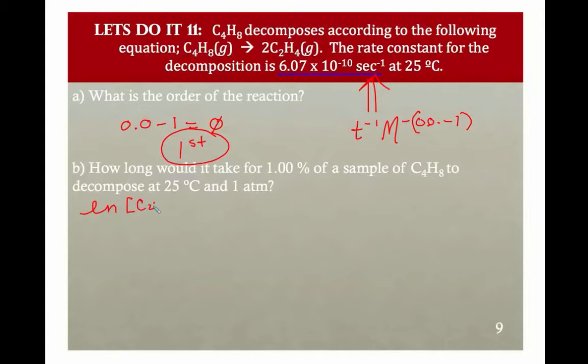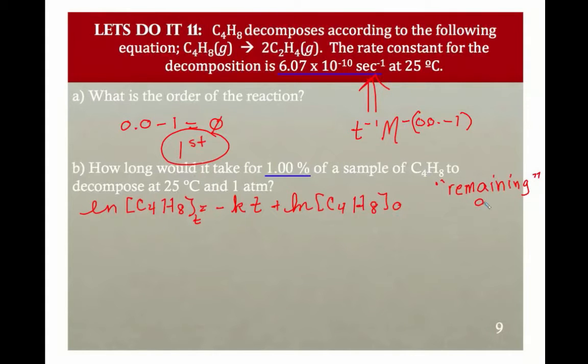So it's going to be natural log of C4H8 at time t equals minus kt plus the natural log of my C4H8 at time 0, my initial. This is at some defined time t. Now, be careful. This said that 1% decomposed. You want to be very careful to distinguish that from how much is remaining. What we want here in our formula is our remaining. This is how much is left over at time t.